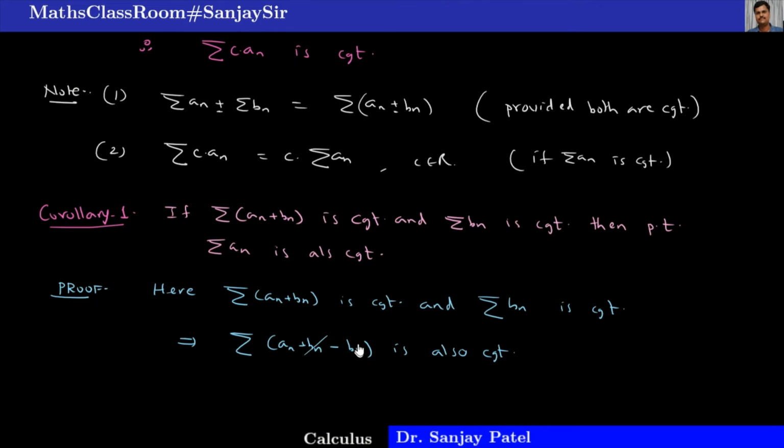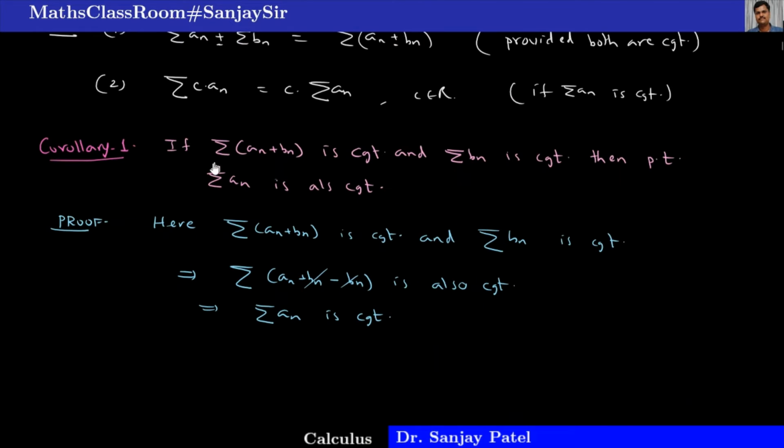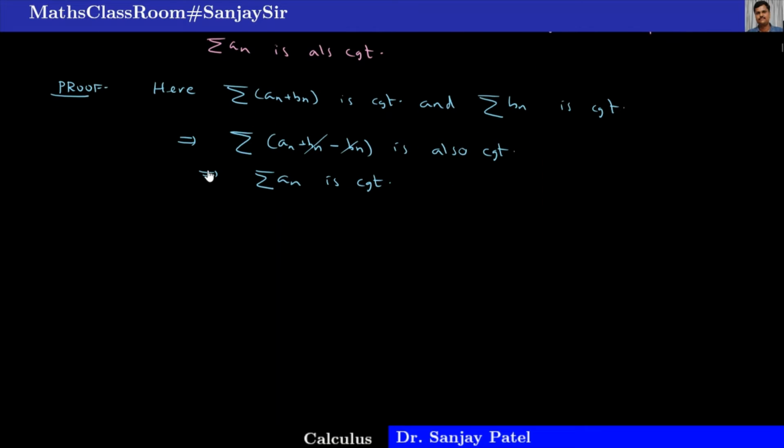And that means nothing but sigma an is convergent. Sigma an is convergent. So it is proved. Very, very easy. Now another corollary, number 2.